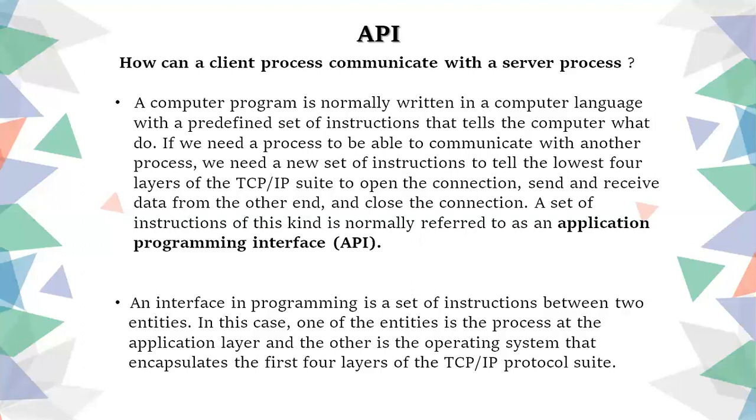If we need a process to communicate with another process, we need a new set of instructions to tell the lowest 4 layers. For example, the transport layer, with the help of a TCP or UDP connection, will have to do connection establishment. How do we open the connection? TCP has to open the connection, send and receive data from the other end, and close the connection. If you are using TCP at the transport layer, we have to do these things. A set of instructions of this kind is normally referred to as an application programming interface.